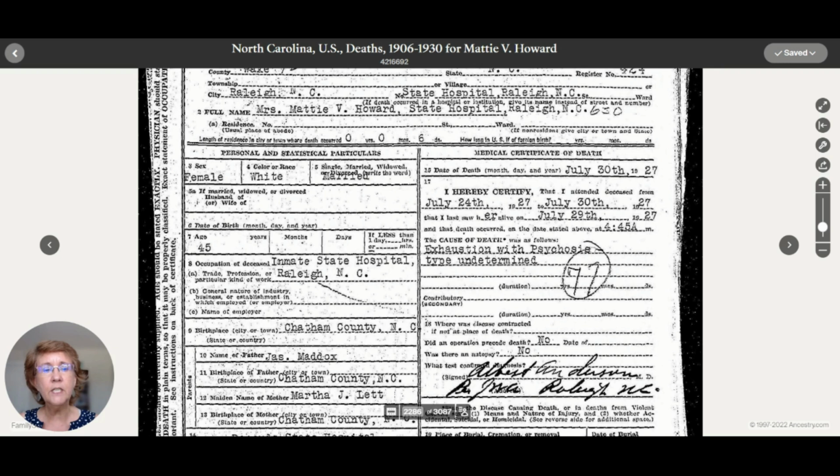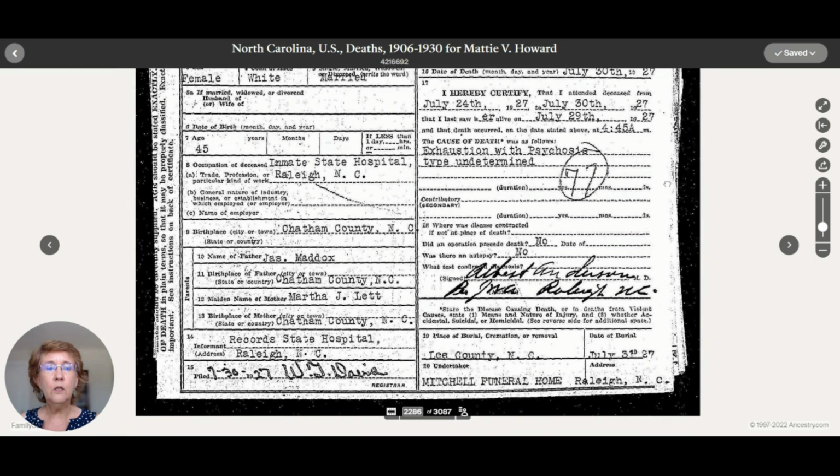This number 77 here, guys, this is actually what they call an ICD code. And I'll put a link in the description below on the video. I do have a blog post about what these numbers mean, but basically, if for some reason this were written and I couldn't read it, I could look up, each diagnosis has a code, and I could see what that code stood for. And in this case, it stands for the exhaustion with the psychosis here. A little bit more information.